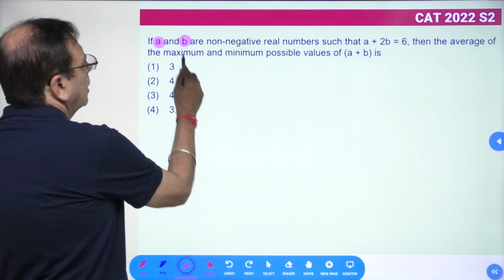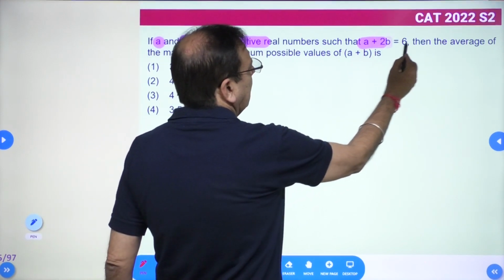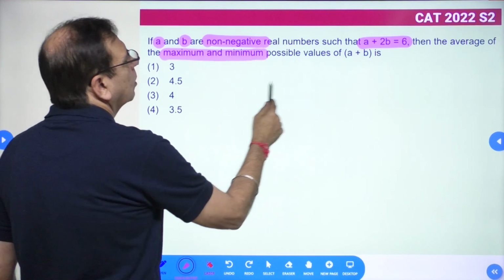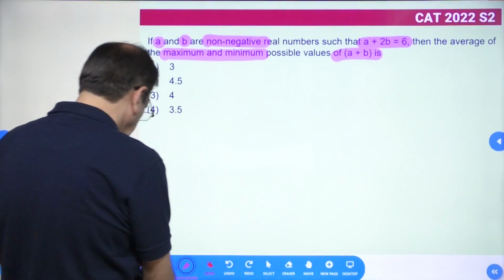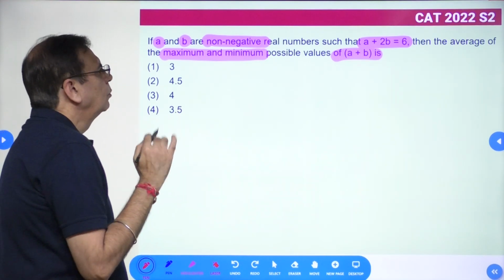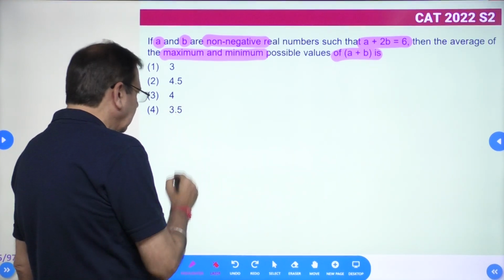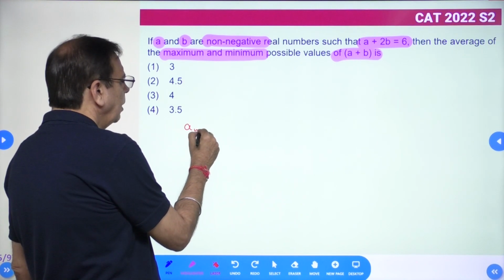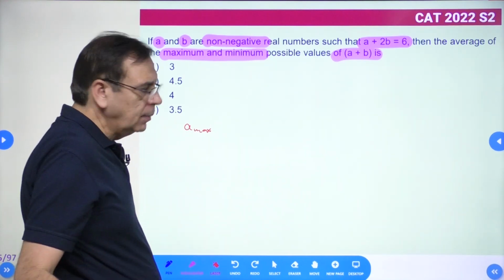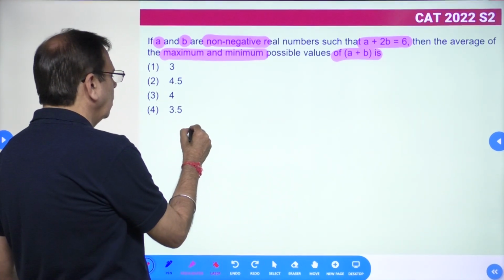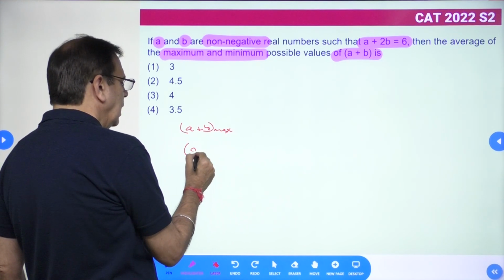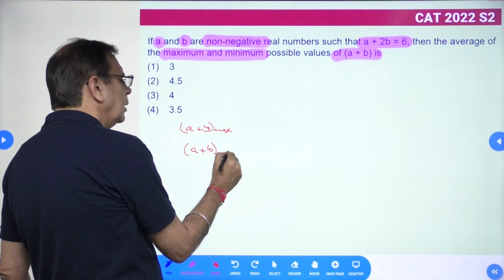If A and B are non-negative real numbers such that A plus 2B is equal to 6, then the average of maximum and minimum possible values of A plus B will be what? Okay. We want the maximum and minimum possible values of A plus B. So what do we need to find in this? Let's see the first thing. I want A plus B maximum, and I want A plus B minimum.